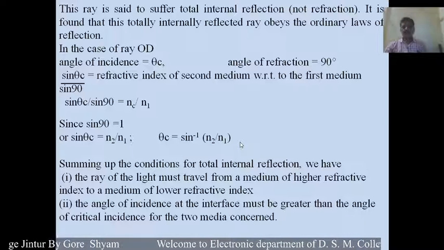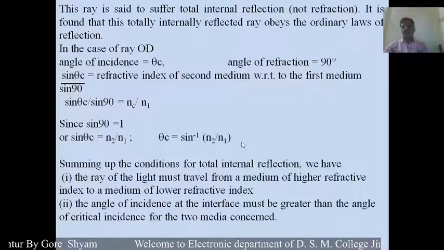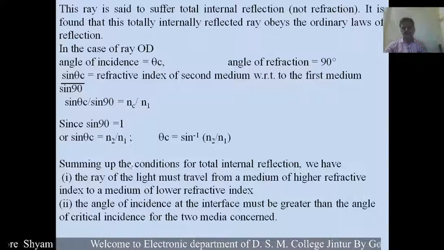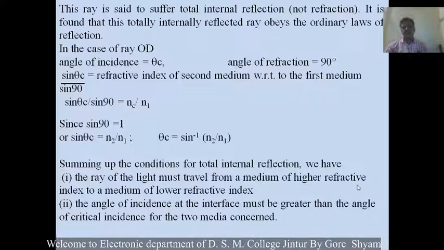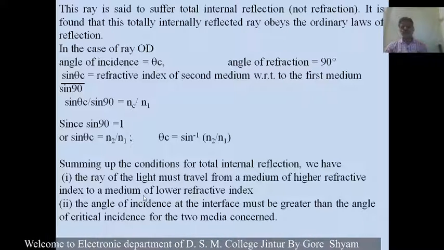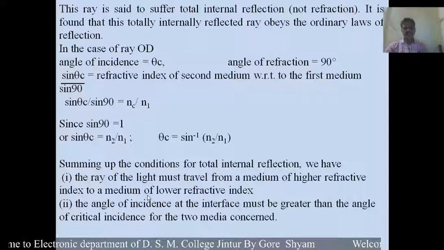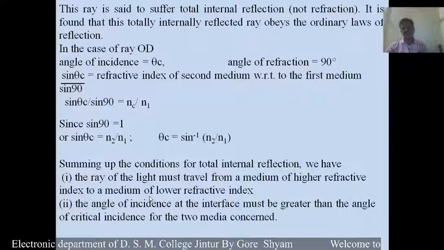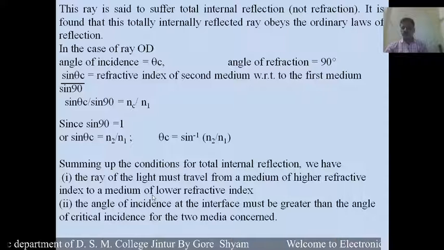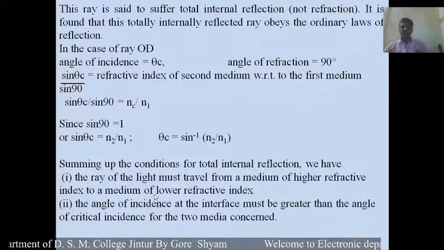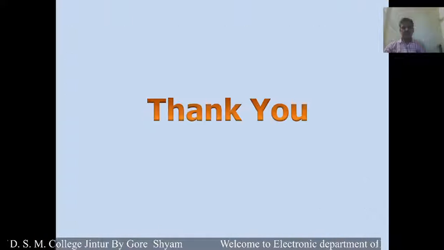And here is the condition for total internal reflection. What is the condition for total internal reflection? A ray of light must travel from the medium of higher refractive index to the lower refractive index, from the denser medium to the rarer medium, and the angle of incidence at the interface must be greater than the critical angle. These are the two conditions for total internal reflection.